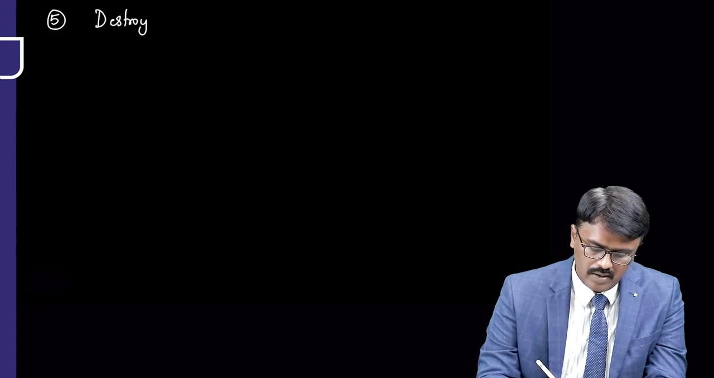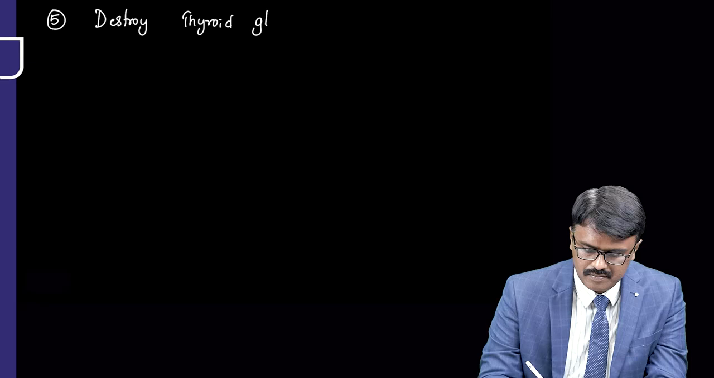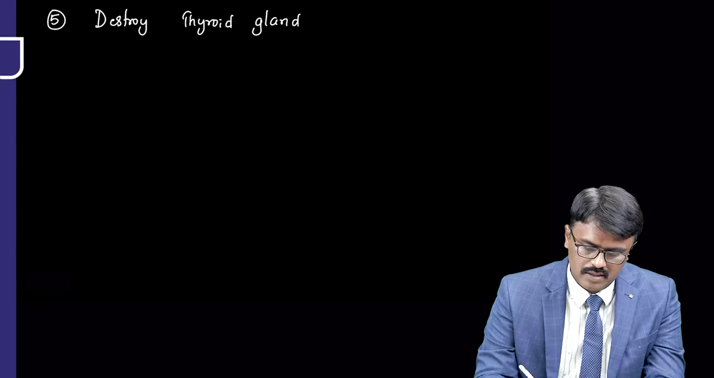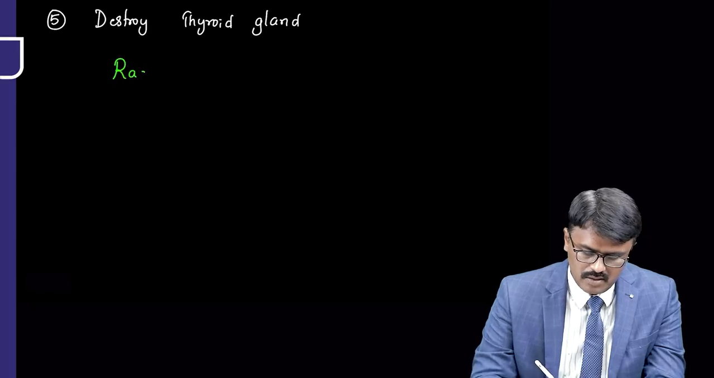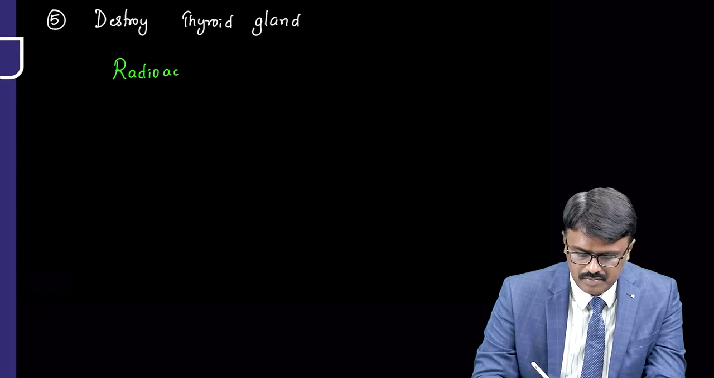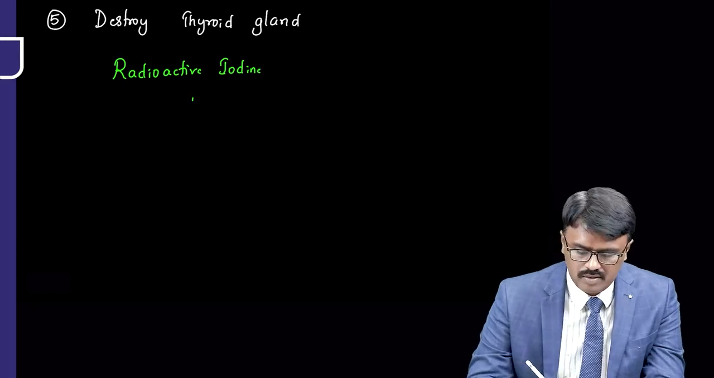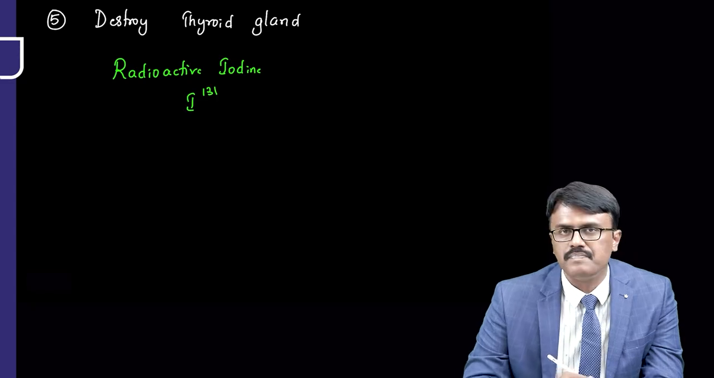The fifth target is to destroy the thyroid gland. What is that? The drug name is radioactive iodine. So it is called radioactive iodine 131.